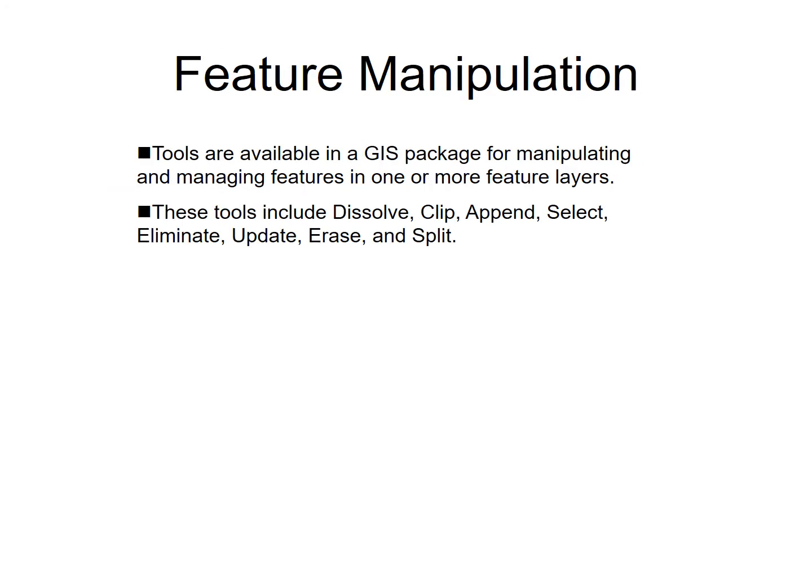Feature manipulation. GIS has a lot of stuff that you can use to do this. This would be things like dissolve, clip, append, select, eliminate, update, erase, and split. These are all ways that you change features to give them a different or a new geometry.